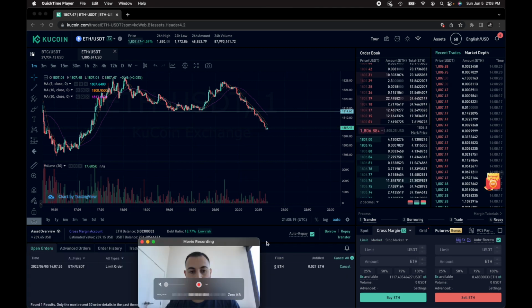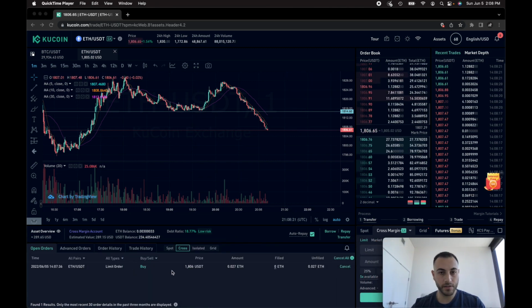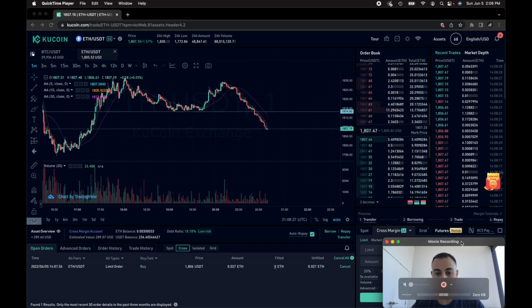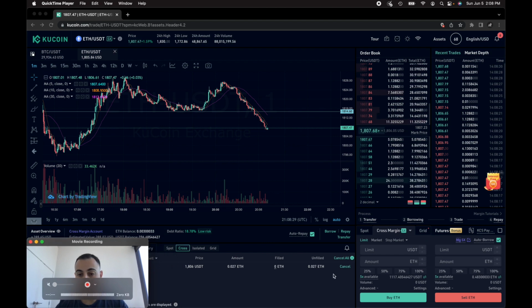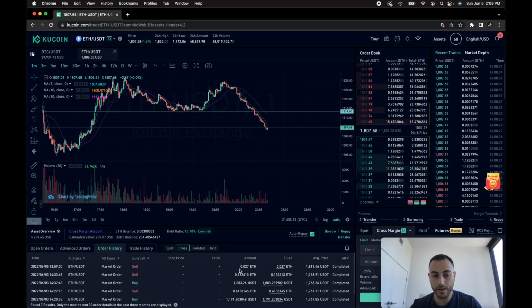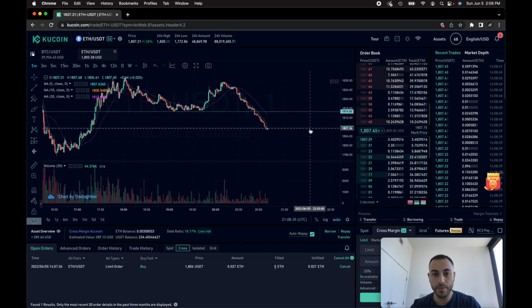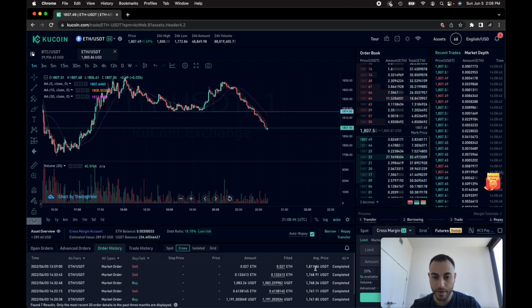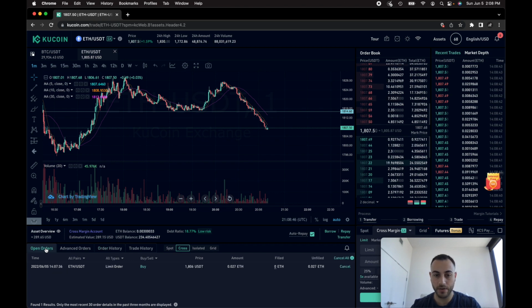Here I have placed my buyback order at 1806, for 0.027. This is my open order, and through my order history, you can see that when we sold 0.027, we sold it at 1811.46, and now I want to buy back at 1806, which would yield me about a $5 gain. Okay, so it's not much, but it's just for the example.